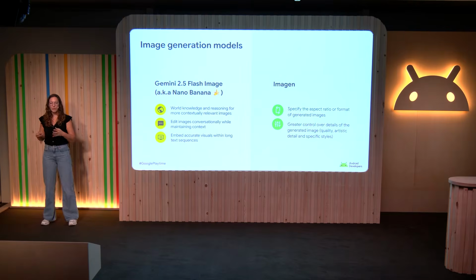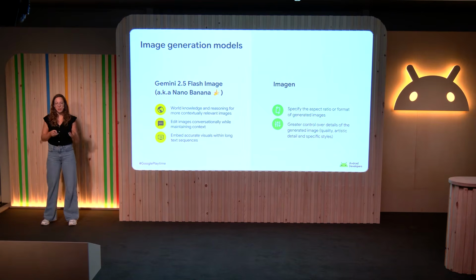Next up, there is Imagen, which gives you greater control over the aspect ratio or the format of the generated images. And it also gives you control over the details. So what we see is that the Nano Banana model is really great if you want to have a sparring partner to talk to and iteratively edit an image.